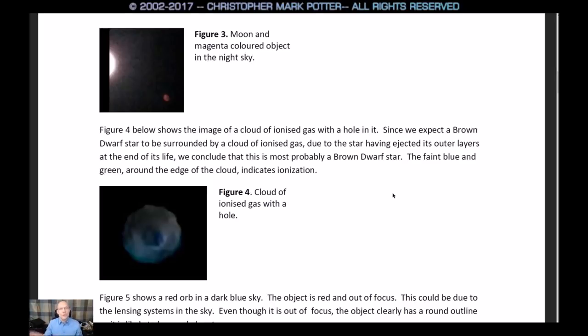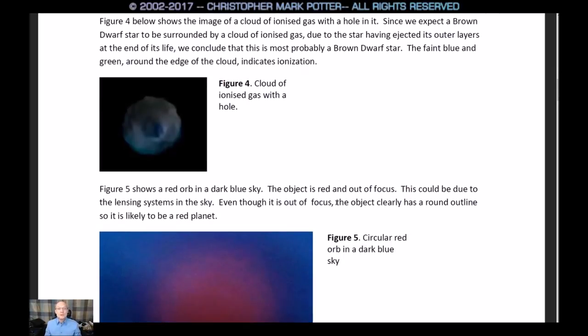Now, figure 4 below shows the image of a cloud of ionized gas with a hole in it. It looks heptagonal or even octagonal. Yeah, I learned that from you, boo. 7 or 8 sided. Yeah, totally normal, right? That's a naturally occurring object in space, but I digress. Figure 4 shows the image of a cloud of ionized gas with a hole in it.